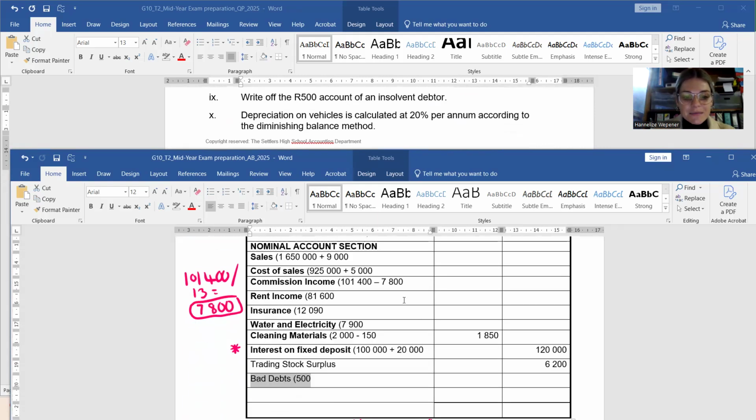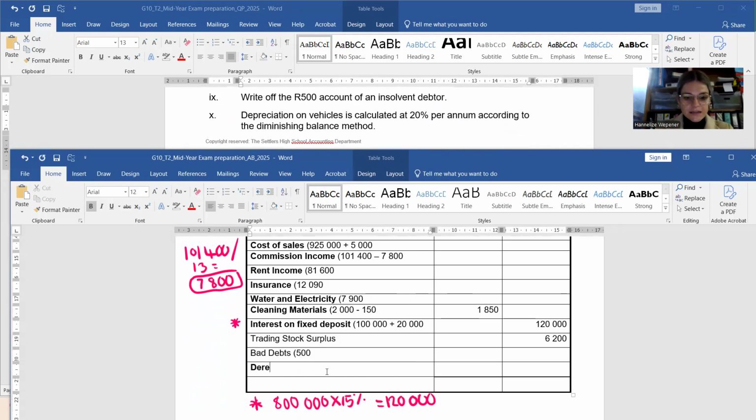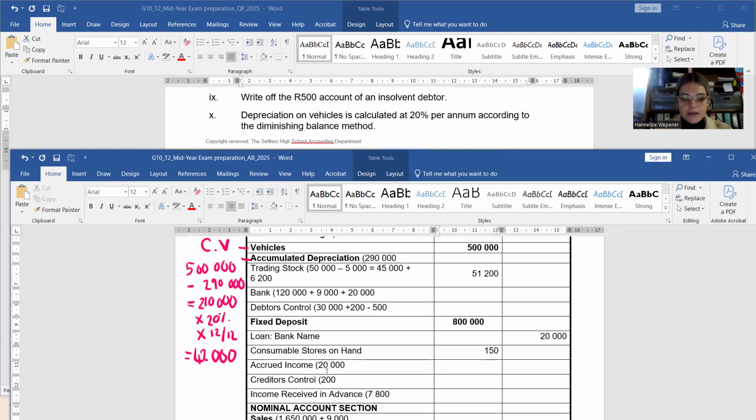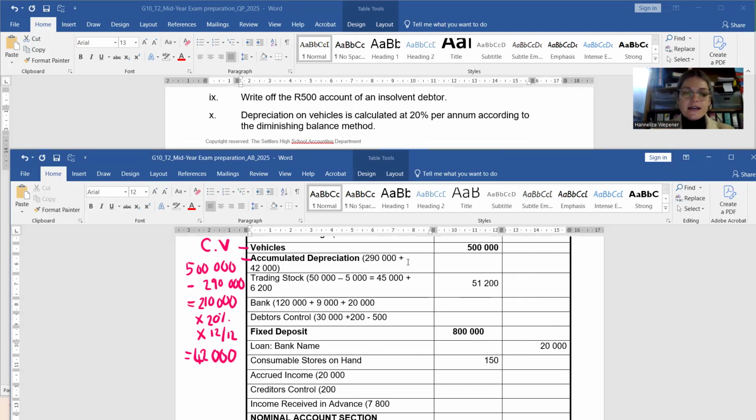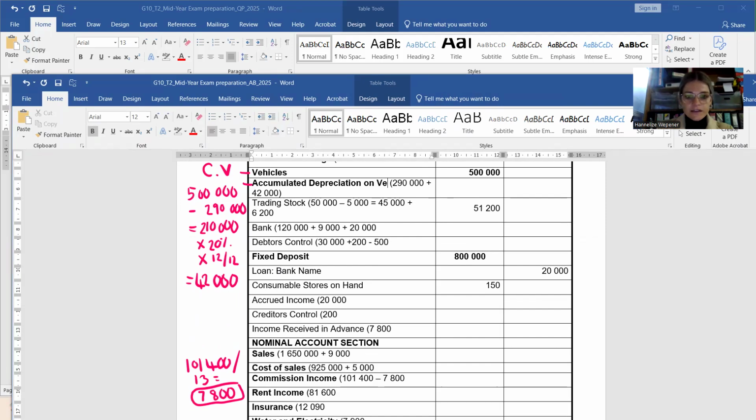So I'm debiting my depreciation expense account. What am I typing here? Depreciation account. And I'm saying that it is 42,000 Rand. I only own the one type of asset, so I'm not going to include depreciation on equipment. So therefore, the 42 is my final amount. And then I credit my accumulated depreciation on vehicles. Let me just add that, accumulated on vehicles. Remember, you must state specifically what that account is.